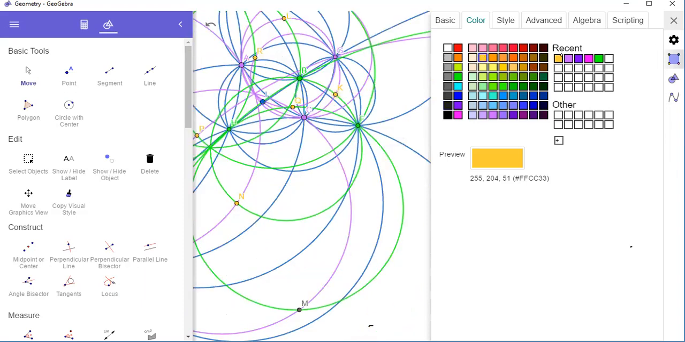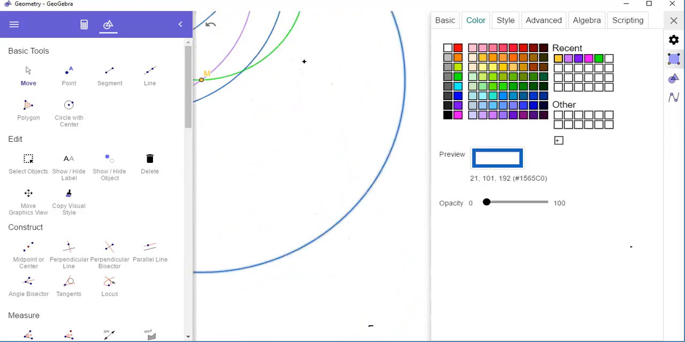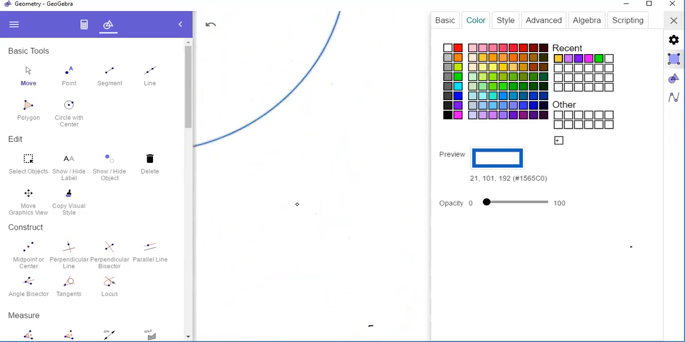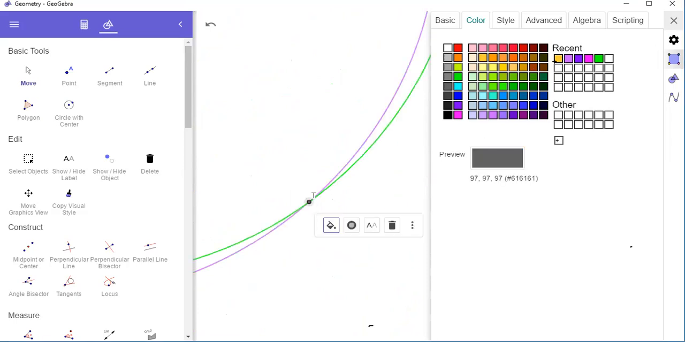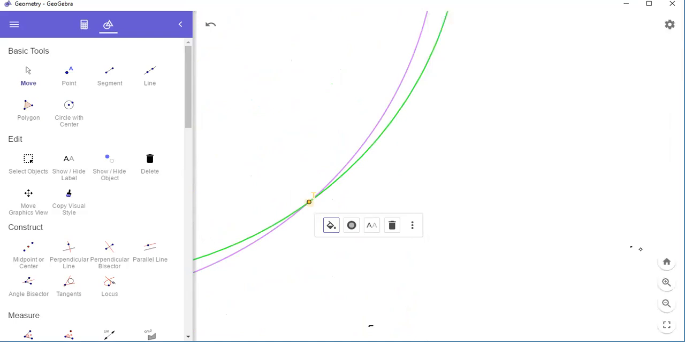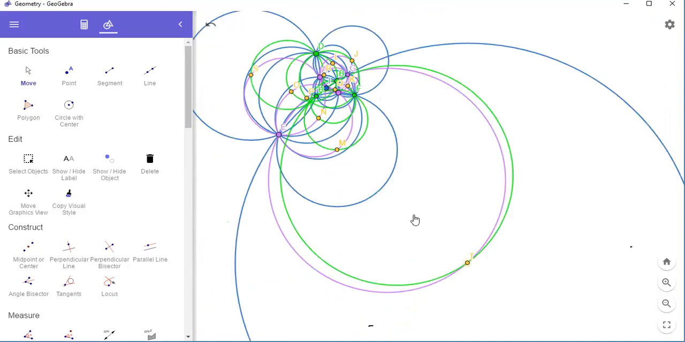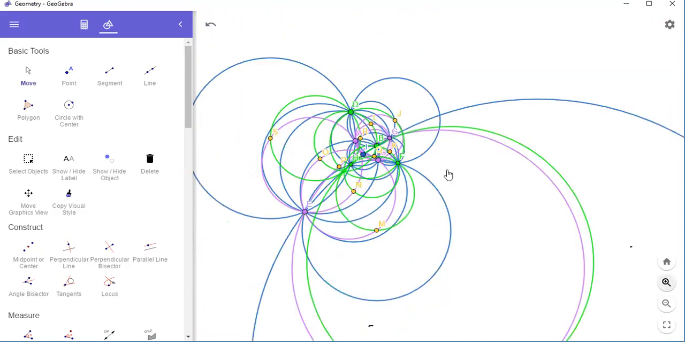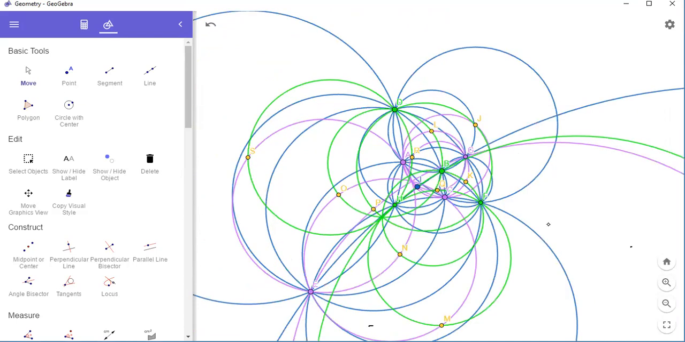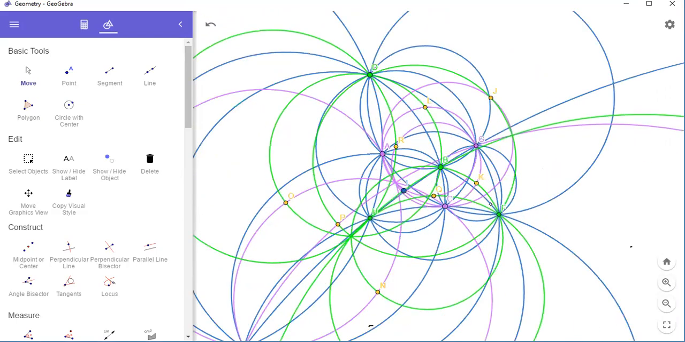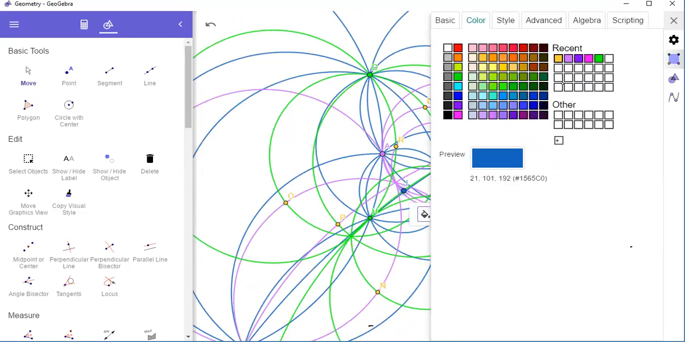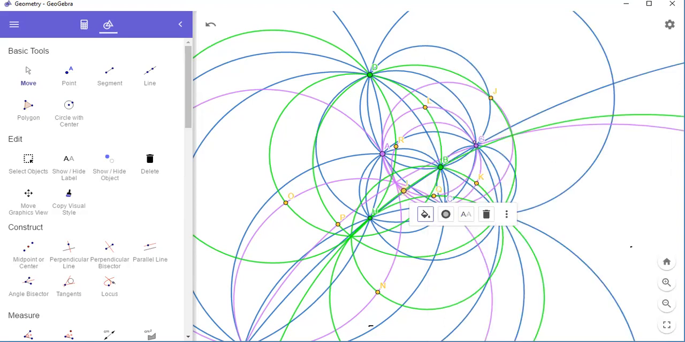Okay, one more. Okay, so here is what we have. This is also orange. Yeah, so that's what we get.